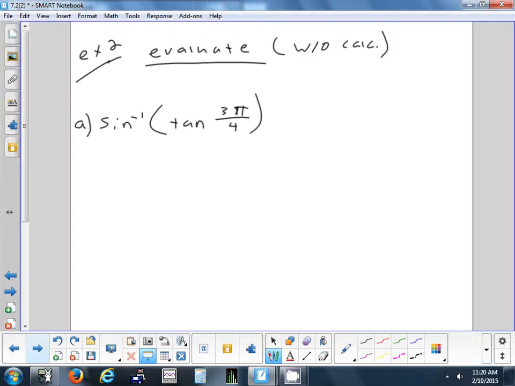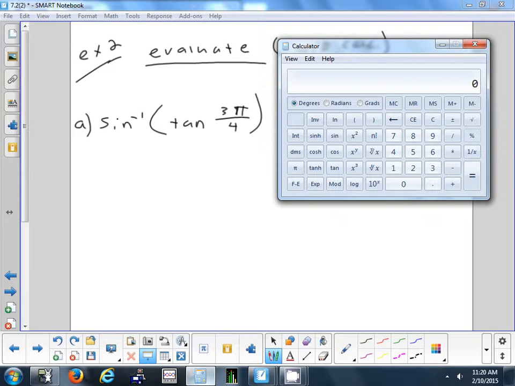All right, so let's see if we can figure out the tangent of 3 pi over 4. First thing I'm going to do, just to visualize it, I'm going to draw it on a unit circle. Okay? And I'm going to convert that to degrees. Or let's see if we can do it in our head. What's pi over 4? Anybody remember what that is in degrees?